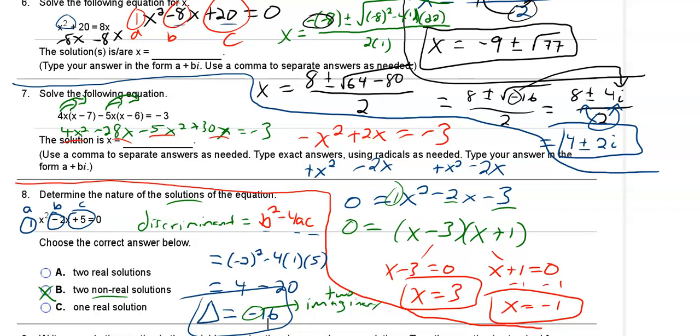So if this was positive 16, we would pick A, 2 real solutions. So if it's positive, you pick A. If it's negative, you pick B. When would it be 1 real solution? If it was 0. So if the delta is equal to 0, there's only 1 solution, and it's a real solution, but there's only 1. All right, so that's how you do number 8.